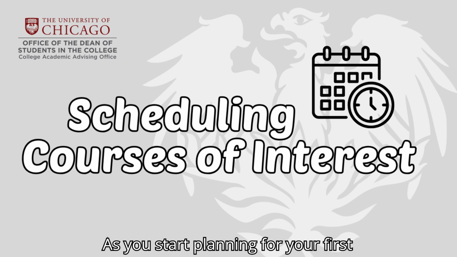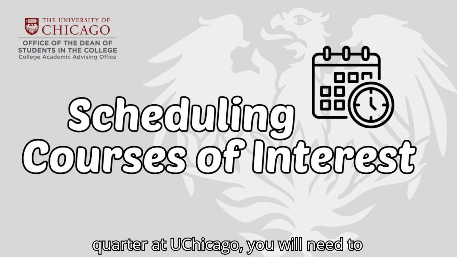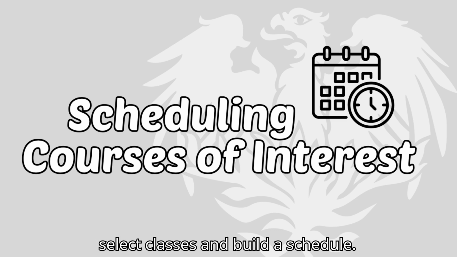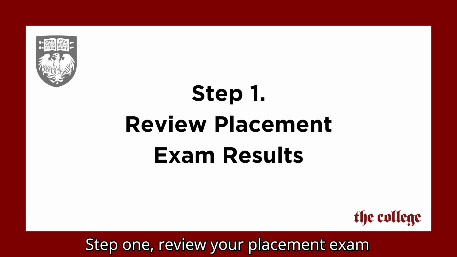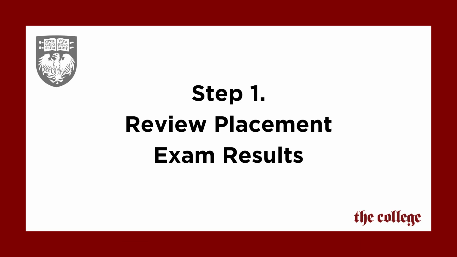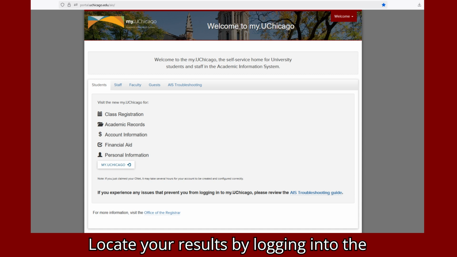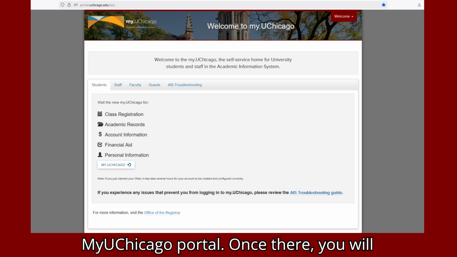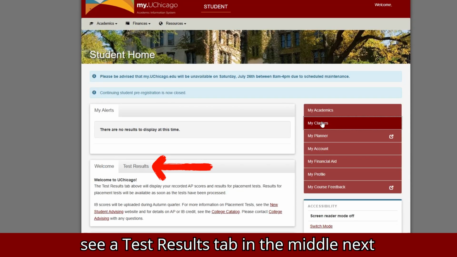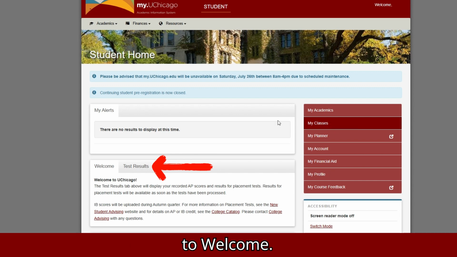As you start planning for your first quarter at UChicago, you will need to select classes and build a schedule. Step 1. Review your placement exam results. Locate your results by logging into the My UChicago portal. Once there, you will see a Test Results tab in the middle next to Welcome.